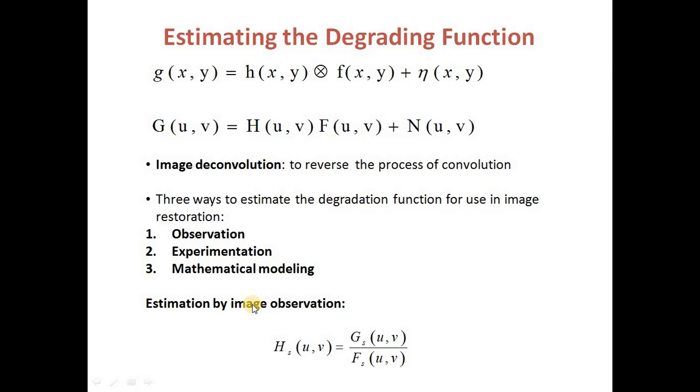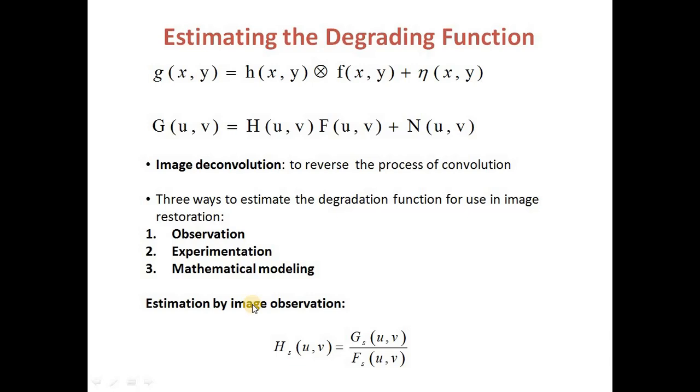So at this point, when we are starting off to estimate the degradation function, we have no knowledge about it, and we will assume that the image has been degraded by a linear position invariant process. We will try to get back the knowledge about the degradation function h from the degraded image itself. So in the estimation by image observation, we'll take into consideration a small rectangular section of the image, a sub-image of the degraded image.